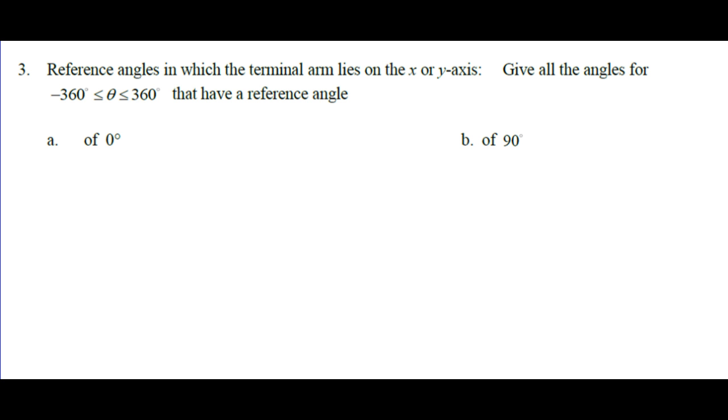Reference angles in which the terminal arm lies on the x or the y-axis give all the angles between negative 360 degrees and 360 degrees inclusive, so we're including both ends, that have a reference angle of 0 degrees. So if the reference angle is 0 degrees, then we are looking along here. So this is the only one that has 0 degrees. Well, sorry, it's not the only one, but 0 degrees is one of the angles.